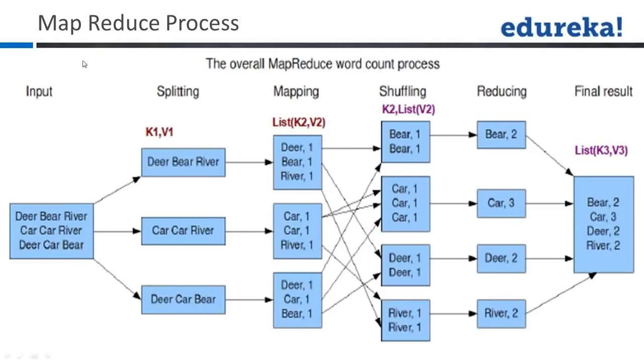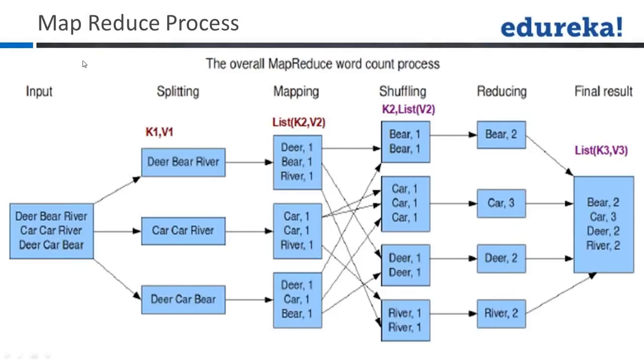Now, this is the key, this is the value. So what we have done till now is that deer is the key, 1 is the value. Bear is the key, 1 is the value. River is the key, 1 is the value. In this record, car is the key, 1 is the value. Another time car comes, I write once again. And then we write deer, car, bear as values here. Now what do we do?